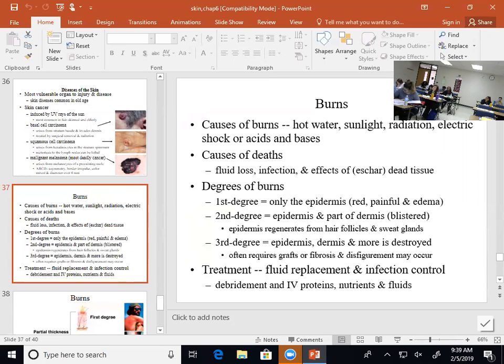Now, obviously, lighter toned people are more at risk for those cancers than darker toned people. But darker toned people have had melanoma too. They have.